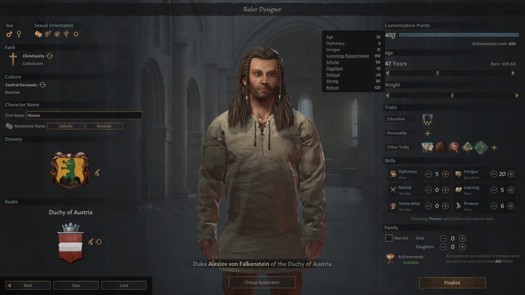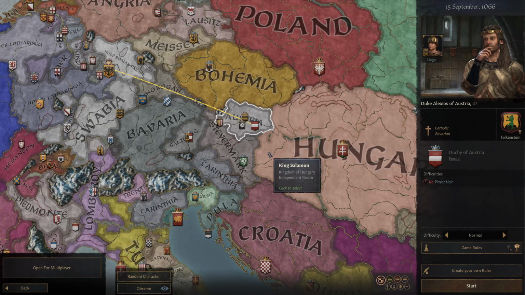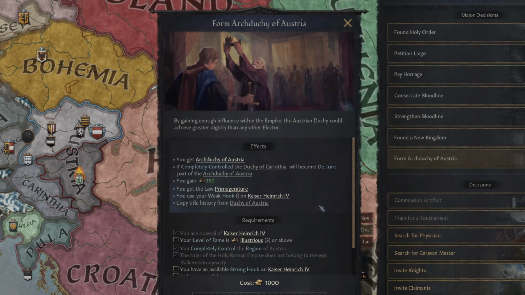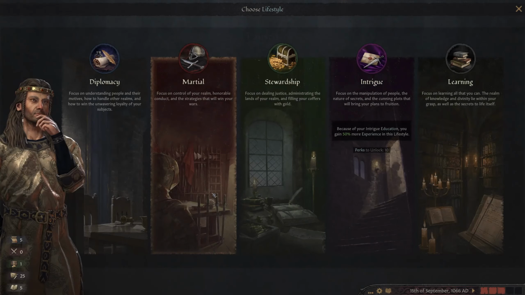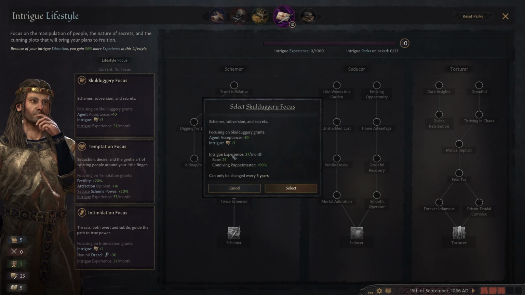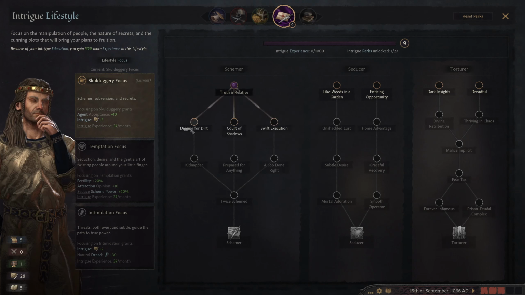Here's the total breakdown. One example of how a Master Assassin build can be used is to form the Archduchy of Austria. In 1066, we take over the Duchy of Austria. When we're in game, we want to go to the Skullduggery focus here for increased agent acceptance. We go down this entire schemer tree.